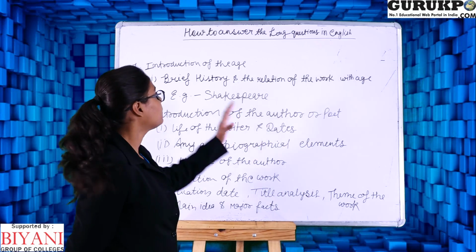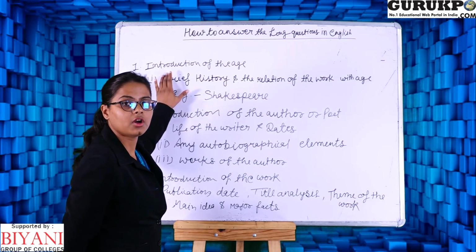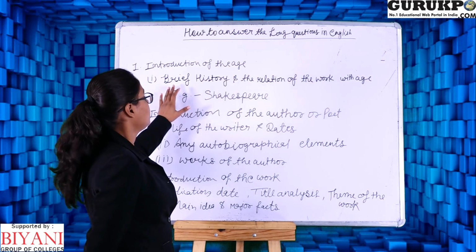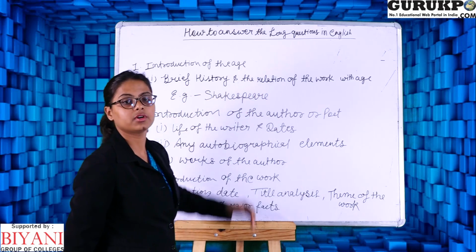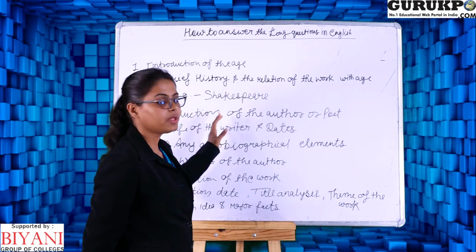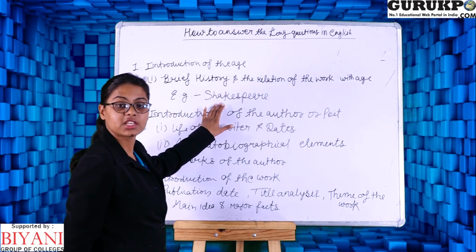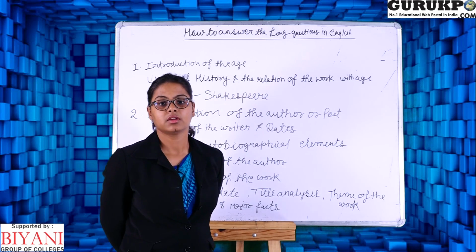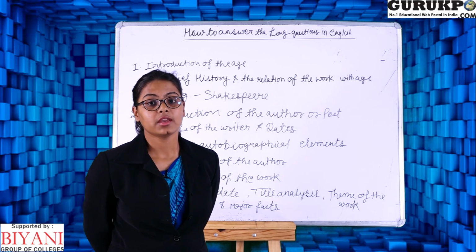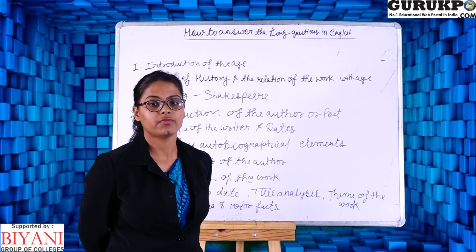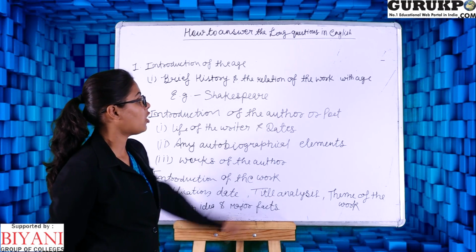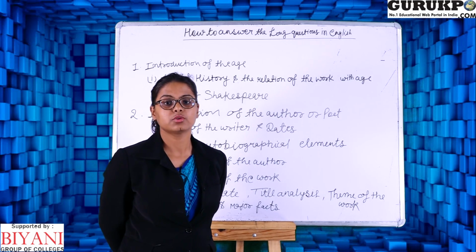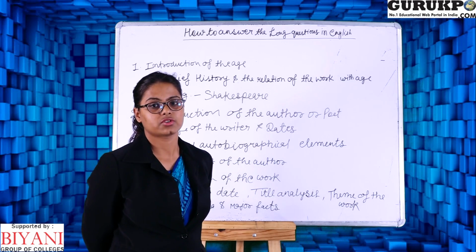First, you have to write the introduction of the age. You have to give a brief history and the relation of the work with the age. For example, I take Shakespeare. Shakespeare belonged to the Elizabethan and Augustan age. That's why you have to give the introduction of the Elizabethan and Augustan age and the relation of the work with the age. All those things you have to give in the introduction of the age.